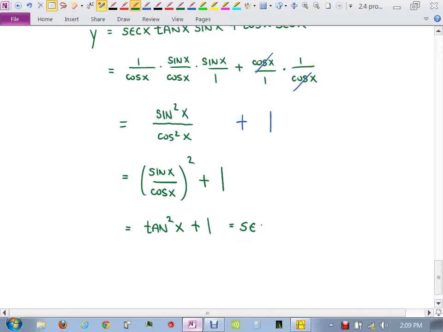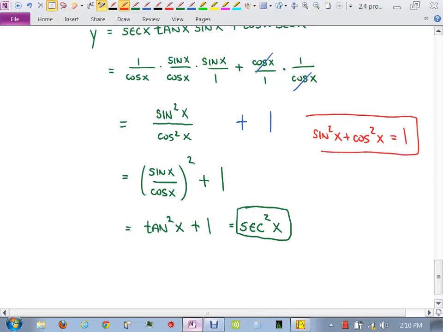What did I use to get that? That's one of the Pythagorean identities from pre-cal. The Pythagorean identities, remember, these are super important identities. The most important one is this one. Sine squared x plus cosine squared x equals what? 1. How many of you know that one? You should know that one, all right?